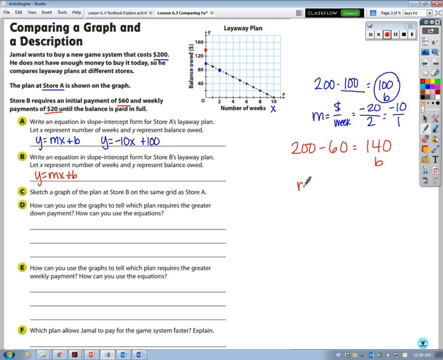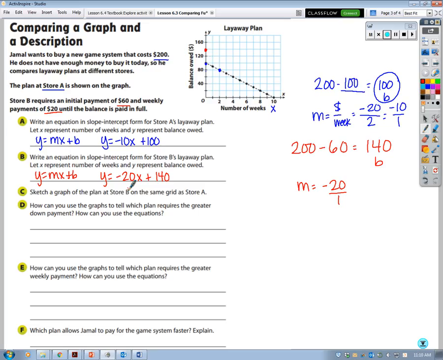So in this case, m would be negative $20 per 1 week, right? So m equals negative 20. So we plug that into the equation and we have y equals negative 20x plus 140. Not 60. He pays 60 against the 200, and he has $140 left to pay with the payment plan of $20 per week. So what we're going to do now is give a visual representation, and we're going to go ahead and graph that.